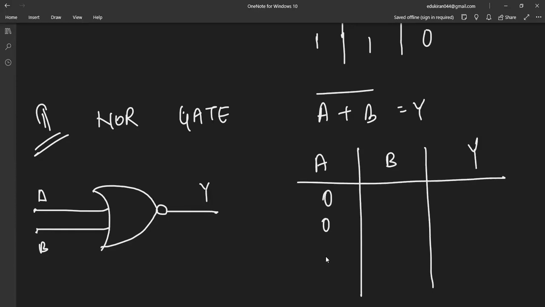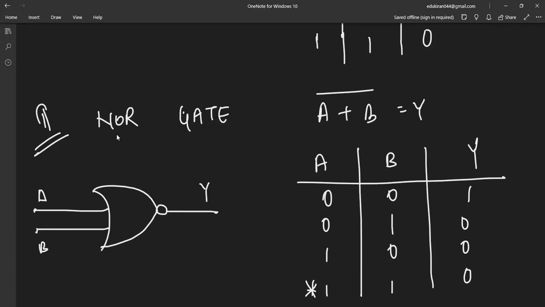So 0, 0, 1, 1 and 0, 1, 0, 1. So 0 plus 0 gives 0. So we reverse it. That becomes 1. 0 plus 1 gives us 1. So we reverse it. We get 0. 1 plus 0 gives us 1. So we reverse it. We write it as 0. 1 plus 1, I told you that 1 plus 1 is not 2. 1 plus 1 is 1. So we reverse 1. That becomes 0.